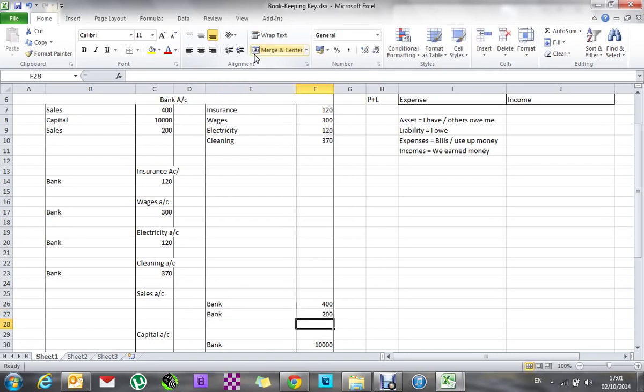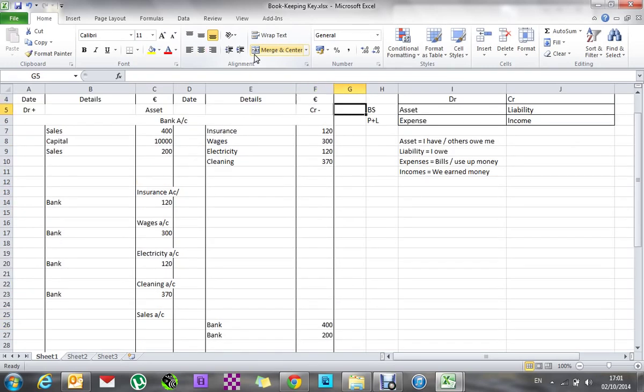Now, just to make sure we've done this right, I'm going to use my bookkeeping key to make sure I've labelled all my accounts properly and that I know why I put a debit in that account and not a credit. So, we called bank an asset, okay, so now we need to look and see what we're going to call insurance. So insurance is a way I use up money, so it's an expense.